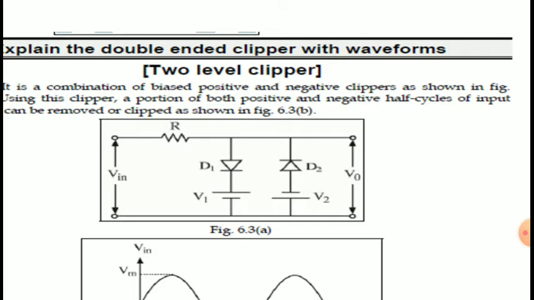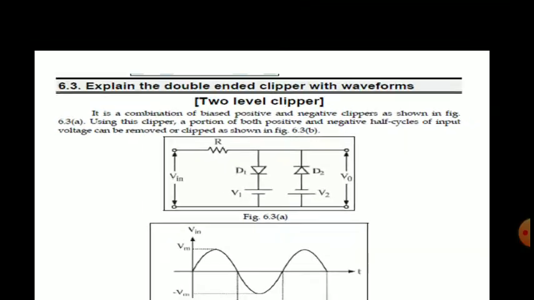Now see the theory part. It is a combination of biased positive and biased negative clippers, as shown in the figure. Using this clipper, a portion of both positive and negative half cycles of the input can be removed or clipped. See the circuit for yourself. V input we are applying, and there is RL and a diode with the reference voltage V1, and a second diode with the terminals changed, that is, the diode direction reversed, and we have V2.